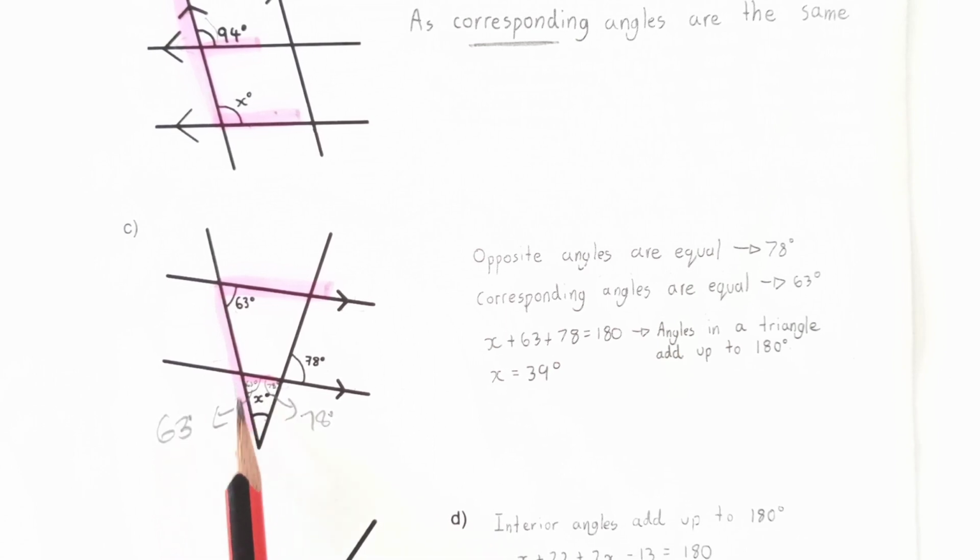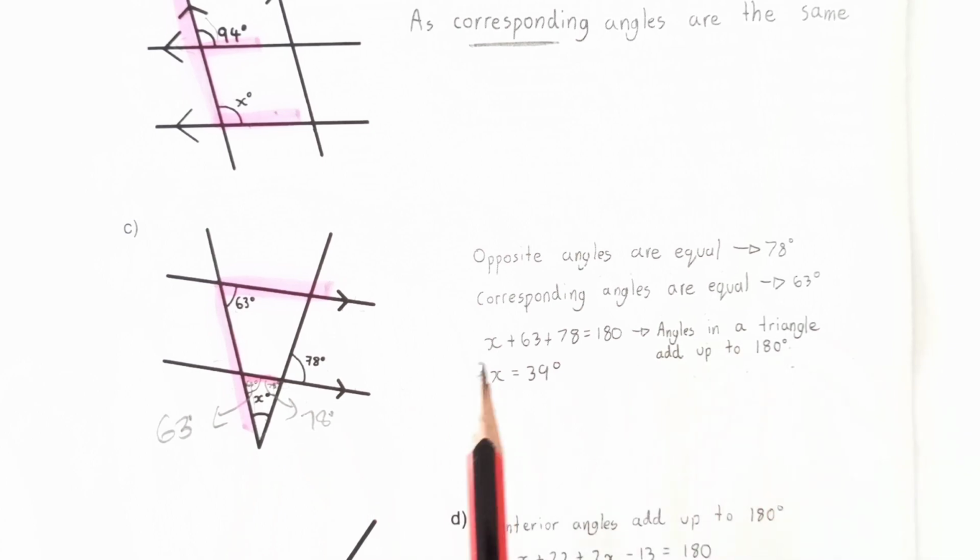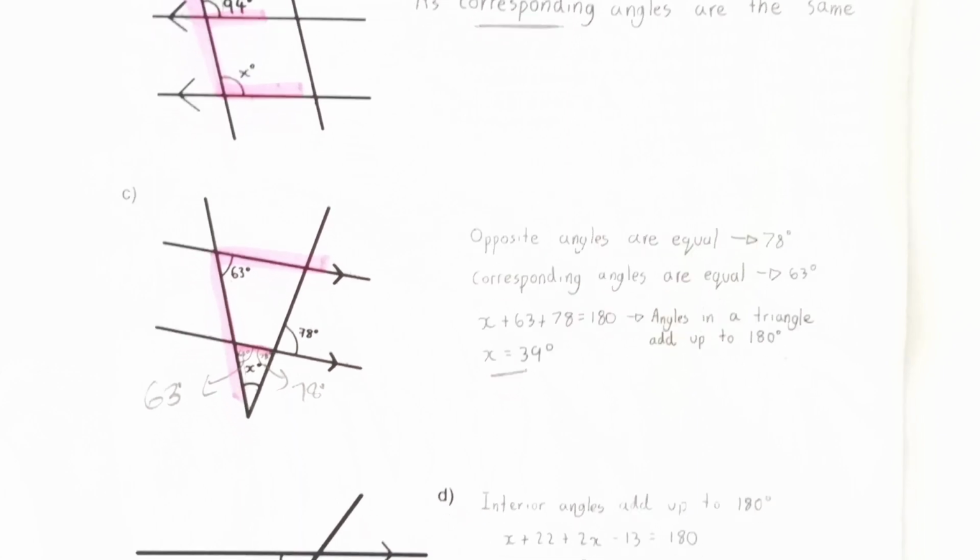So now once you know these two angles, this is a triangle, so angles of a triangle add up to 180. So x plus 63 plus 78 is 180. So we can find out the value of x as 39 degrees, right?